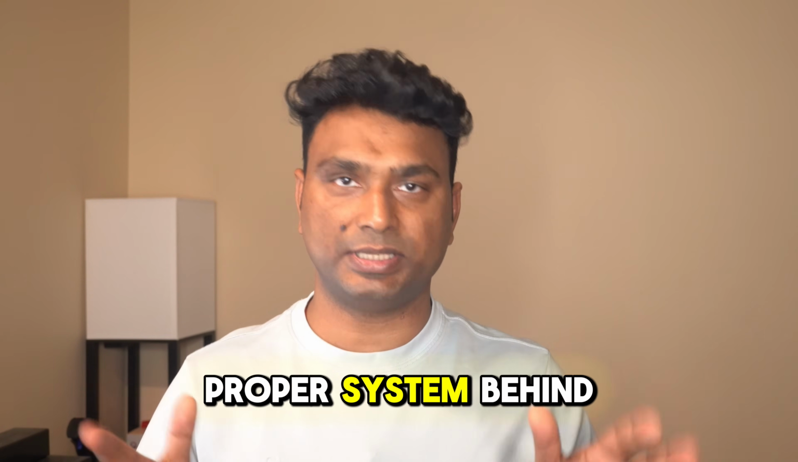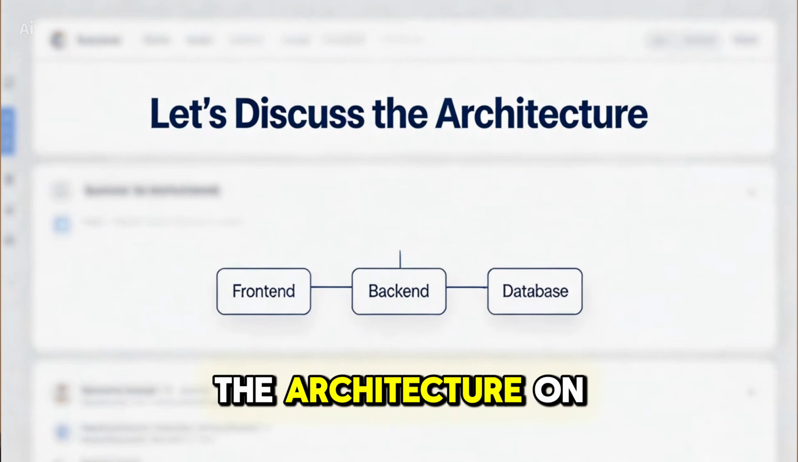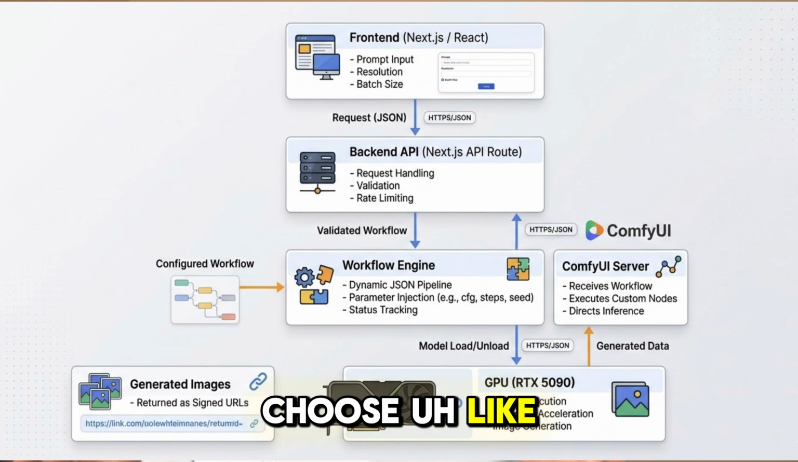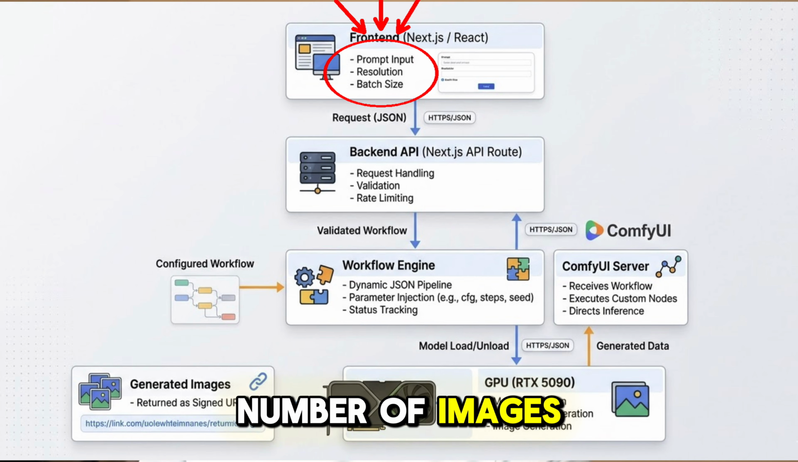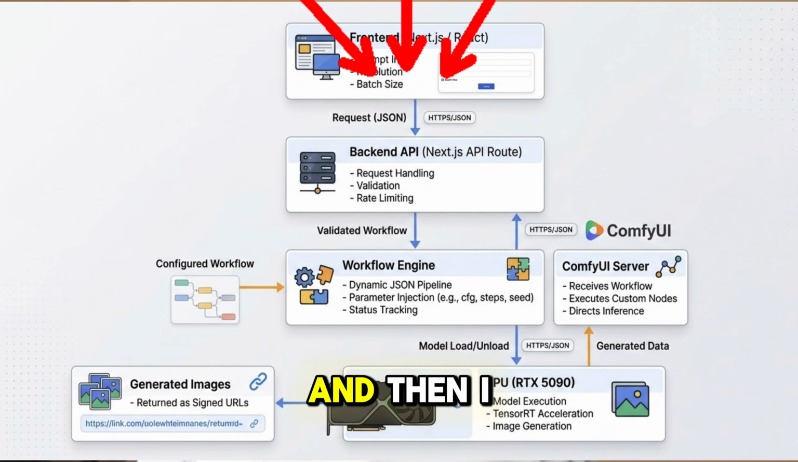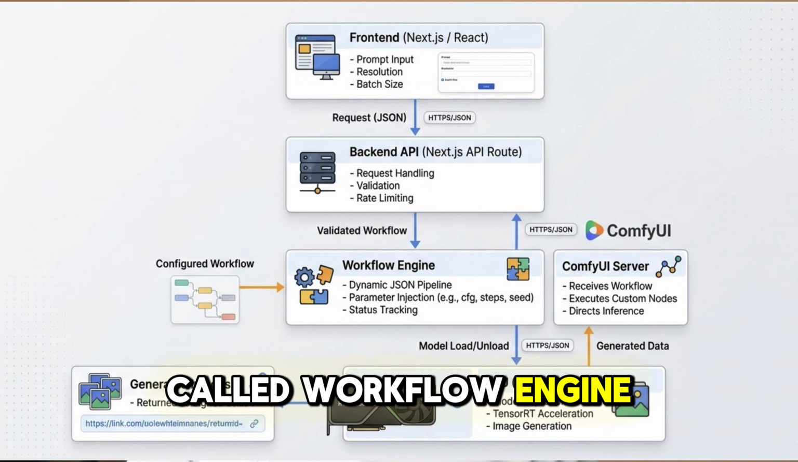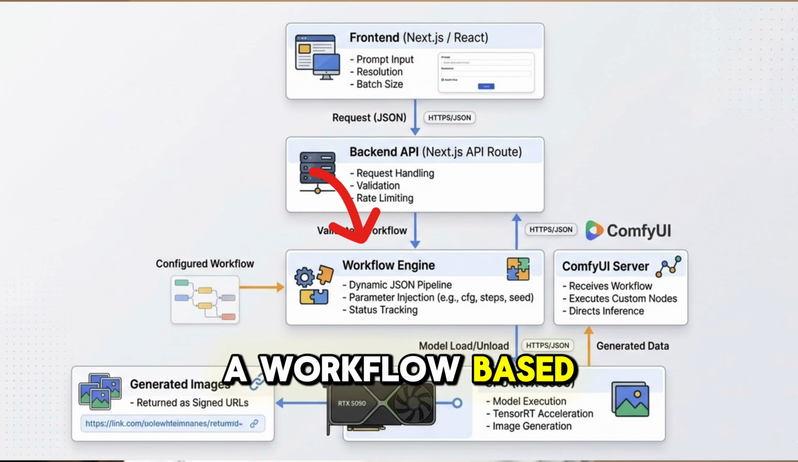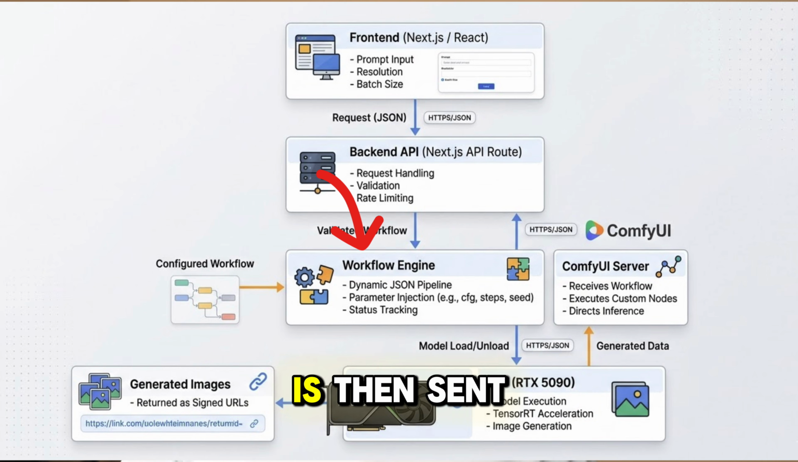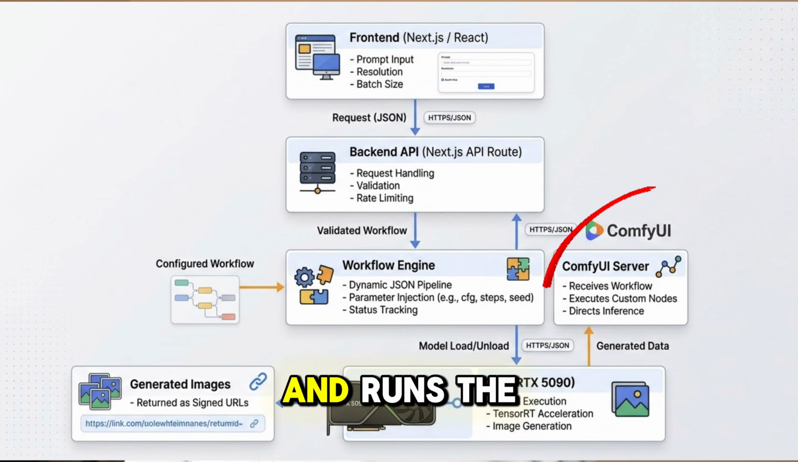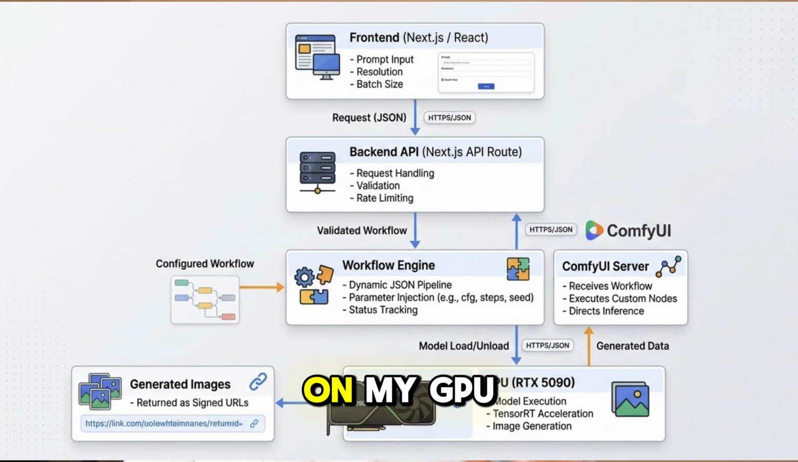There is a proper system behind this. Let's talk about the architecture. On the front end, I'm using Next.js, a simple UI where a user can enter a prompt, choose resolutions, and select the number of images, and then the request goes to the backend API. And then I have a layer called workflow engine. Instead of hard coding everything, I dynamically generate a workflow based on the user input, and that workflow is then sent to ComfyUI. ComfyUI acts as an execution engine and runs the image generation pipeline on my GPU.